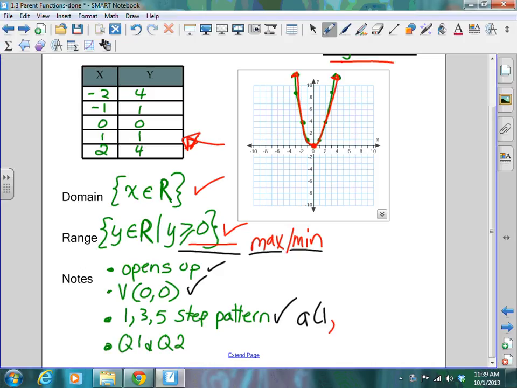A times 1, 3, 5, but in this case, A is 1, so that's why the step pattern for this is just 1, 3, 5, and it's in quadrants 1 and 2. Okay, let's go to the next one on our chart.